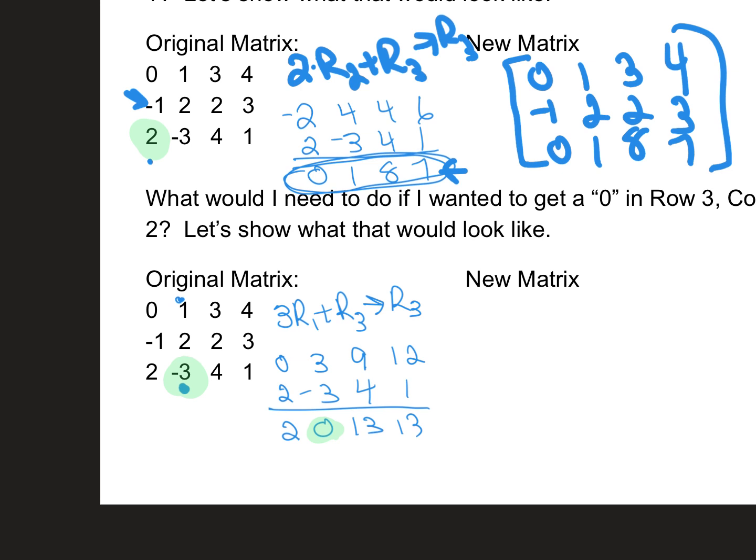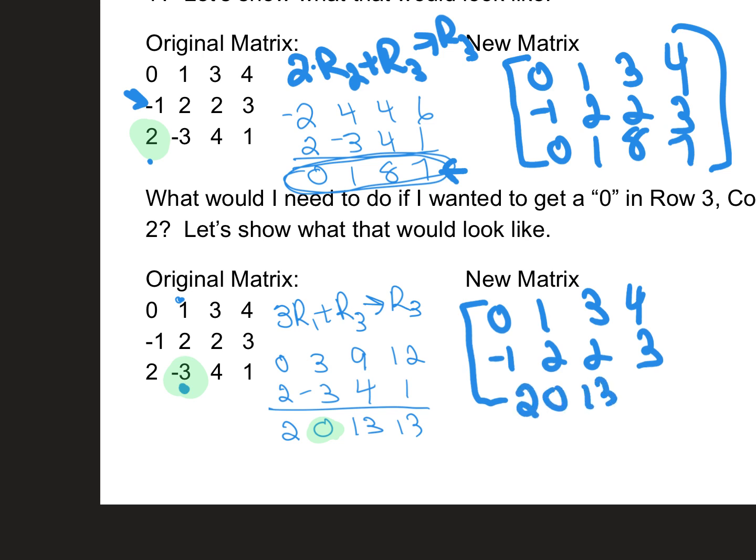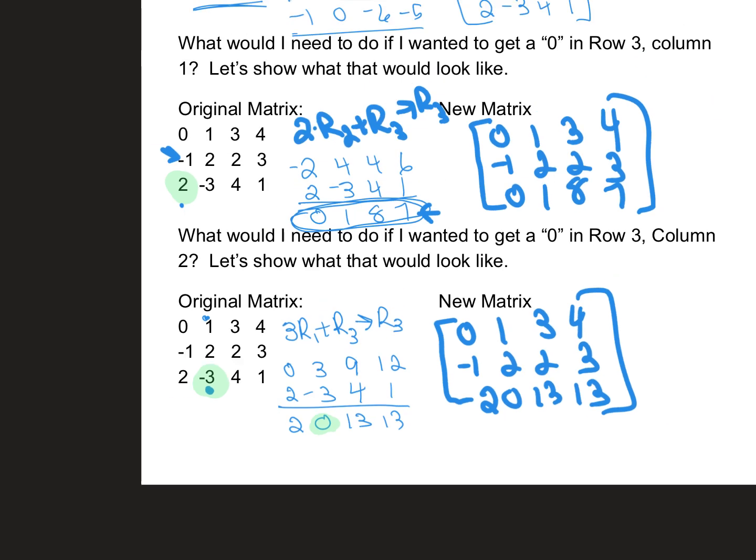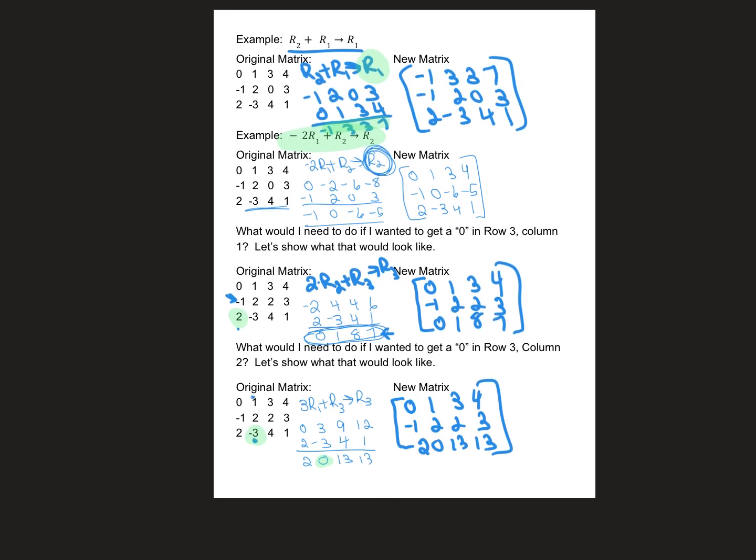And now I can just rewrite row 1, 0, 1, 3, 4. I can rewrite row 2, -1, 2, 2, 3. And my new row 3 is 2, 0, 13, 13. And I have a 0 where I want it to be. So tomorrow we are going to take these ideas and we are going to implement them into solving 3 by 3 systems of equations.